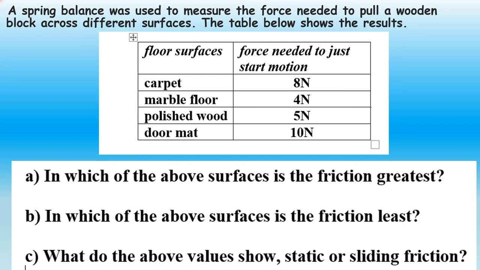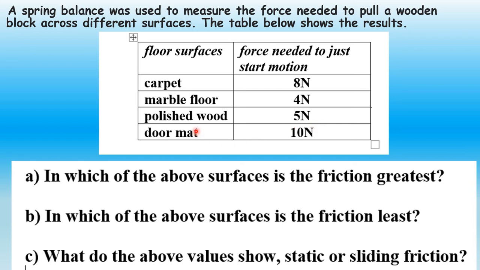Now here there is a small question. A spring balance was used to measure the force needed to pull a wooden block across different surfaces. That is, a wooden block is kept on 4 different surfaces, which are carpet, marble floor, polished wood and doormat. And using a spring balance, the force required to pull the wooden block is measured. And this is the force needed to just start motion. On a carpet, we need to apply 8 Newton force. On a marble floor, we need to apply 4 Newton force. On a polished wood, we need to apply 5 Newton force. And on a doormat, we need to apply 10 Newton force.